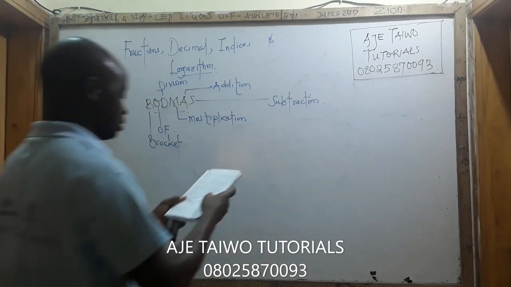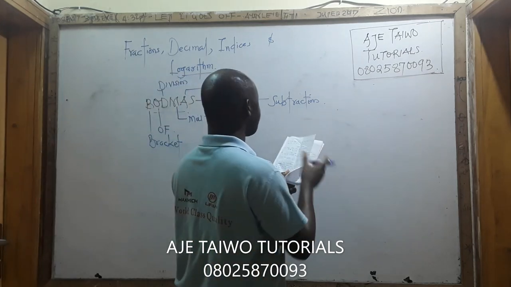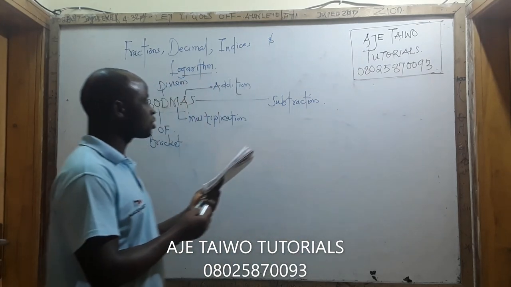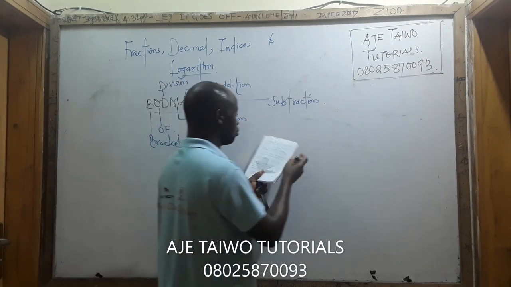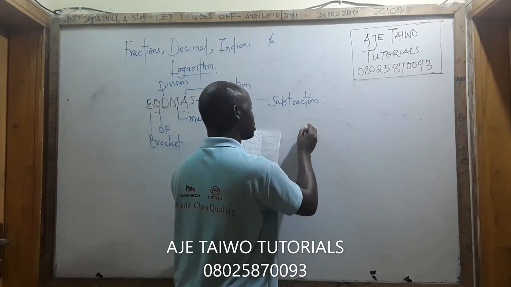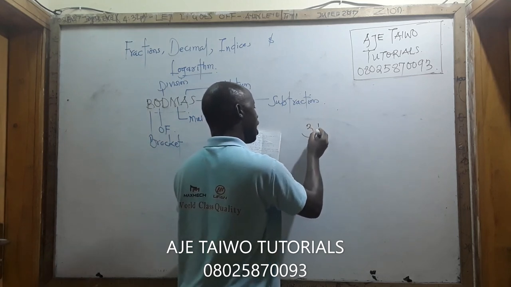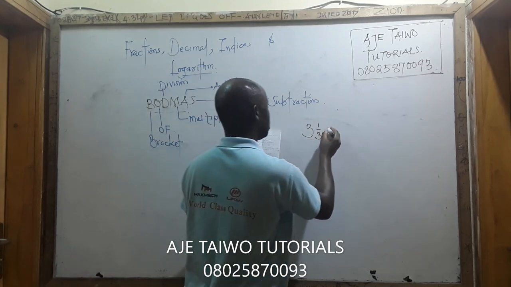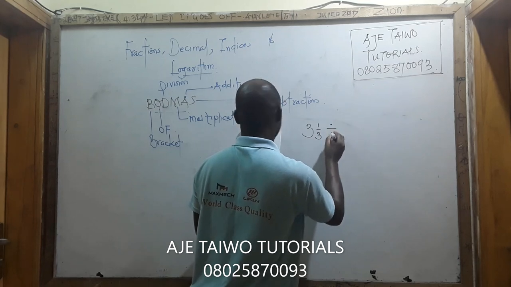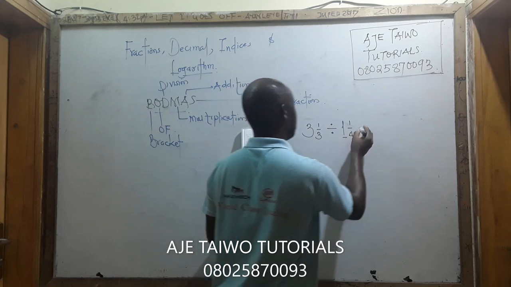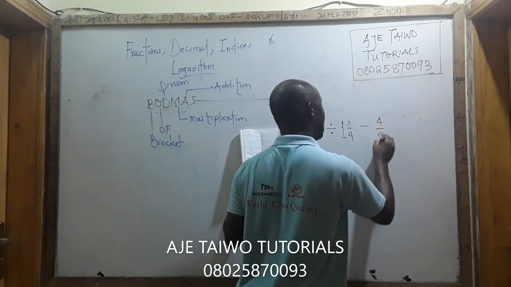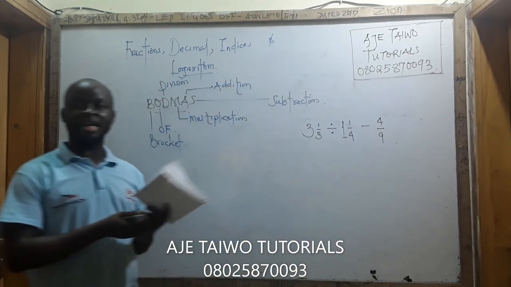Take this one down. Simplify without using tables or calculator. Number one: 3 whole number 1 over 3, divided by 1 whole number 1 over 4, minus 4 over 9. Do not commonize anything.